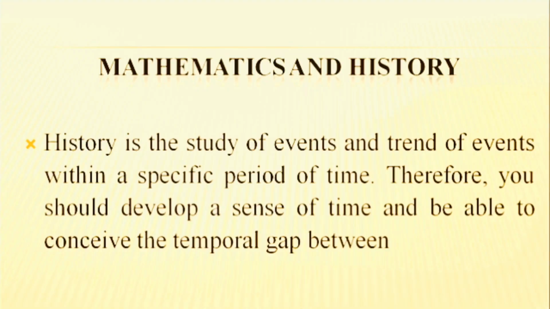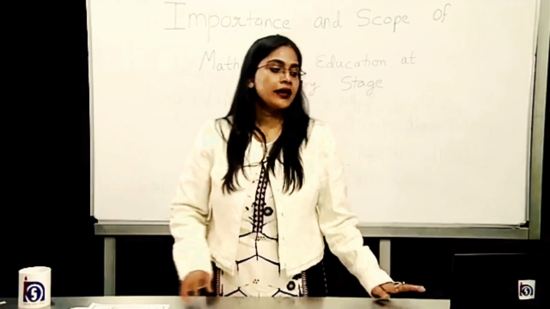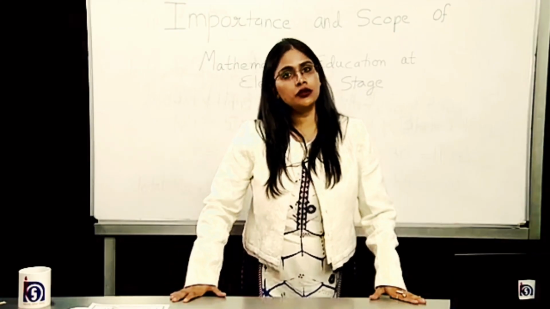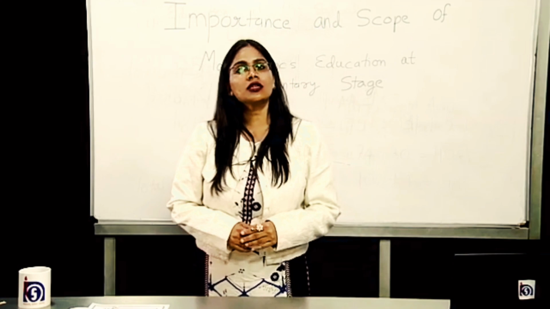History is the study of events and trend of events within a specific period of time. Therefore, you should develop a sense of time and be able to conceive the temporal gap between important events so as to be able to efficiently speculate the validity of occurrence of such events. Next is mathematics and physical education. Wherever you desire to maintain some form of order, you need numbers, and physical education provides the brightest example of it. Mathematics and art education.